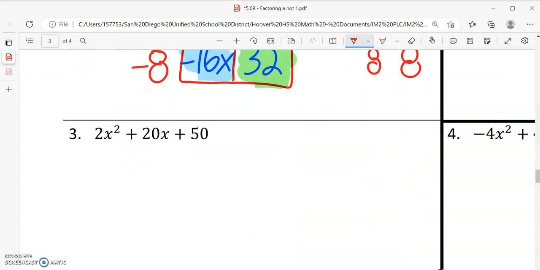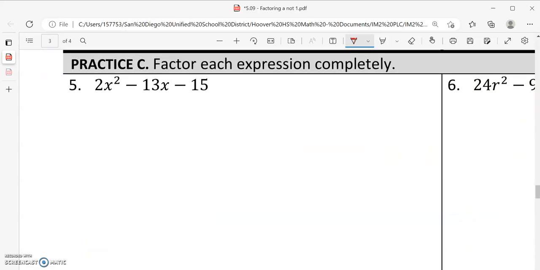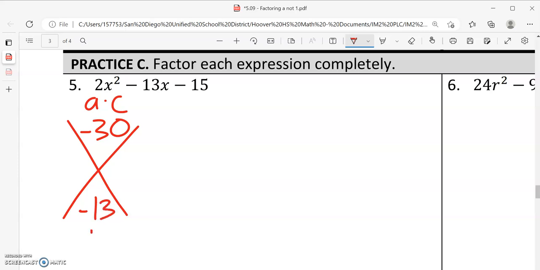Okay, let's go to 5 now. All right, so first term is 1. It's 2. And I mentioned it before, we cannot divide this into all the terms. So we cannot pull out a number, so we just go straight into the x method. A times c is negative 30. And our b value is negative 13.